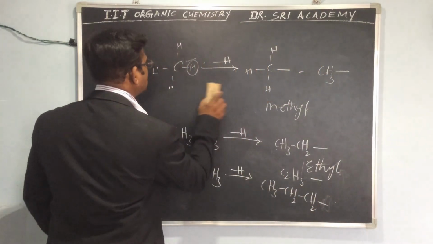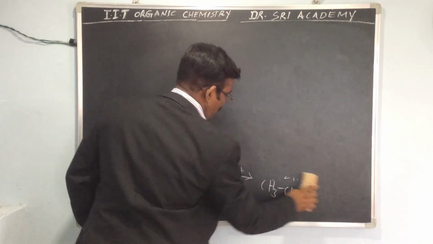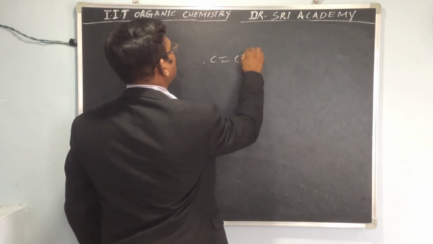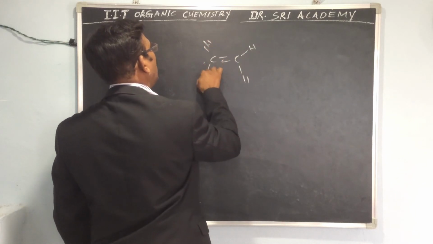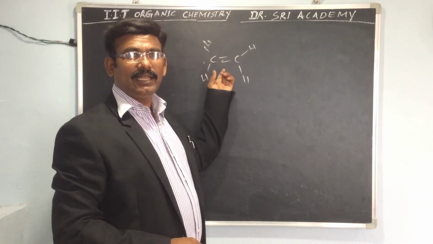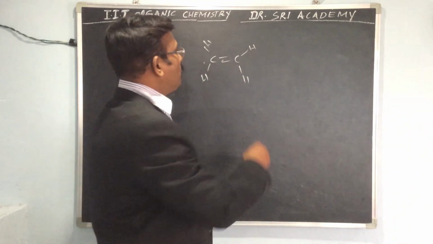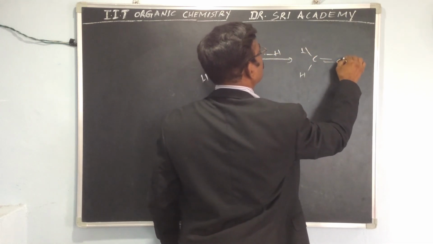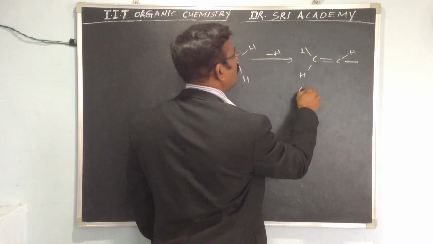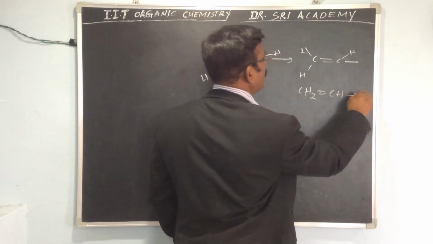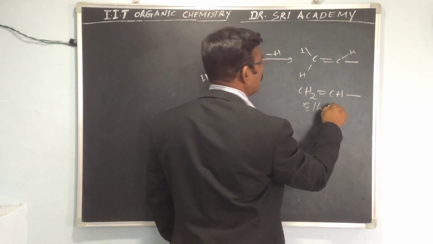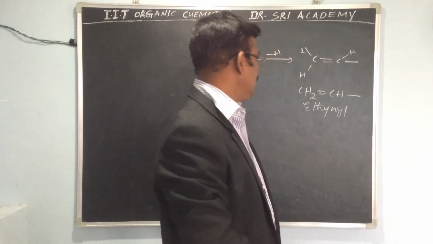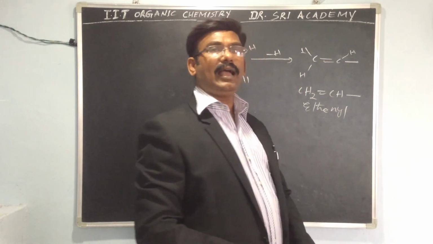See, similarly we can remove from, for example, ethene: CH2 double bond CH2, with hydrogens on each carbon and a double bond between the two carbons. This is called ethene or ethylene. Remove one hydrogen from here, and what is there? CH2 double bond CH dash, one bond. This is called ethenyl.